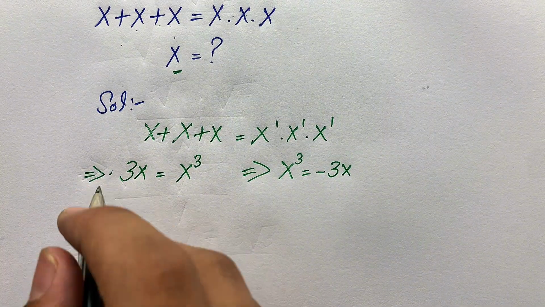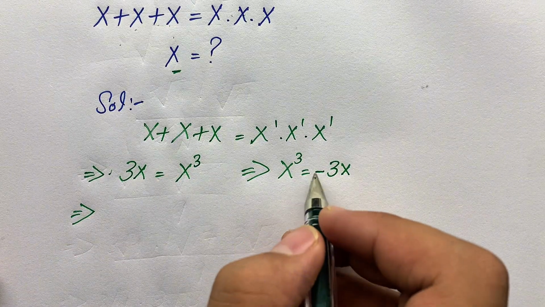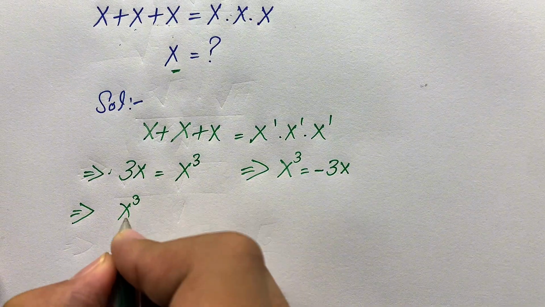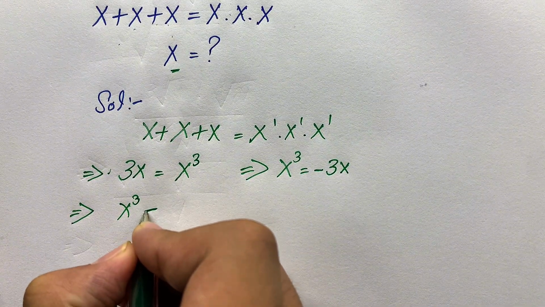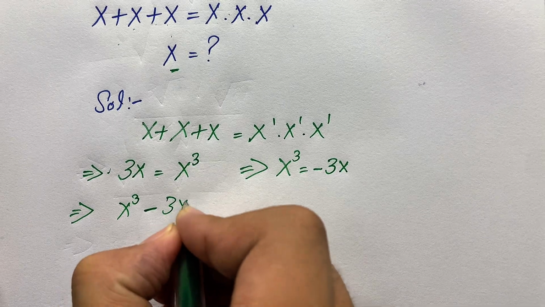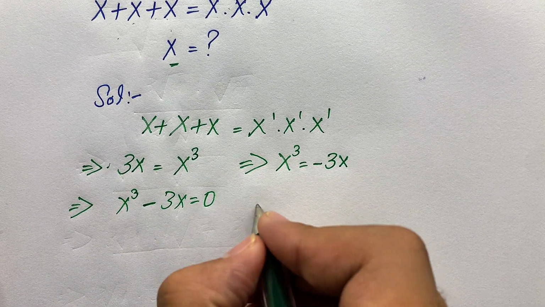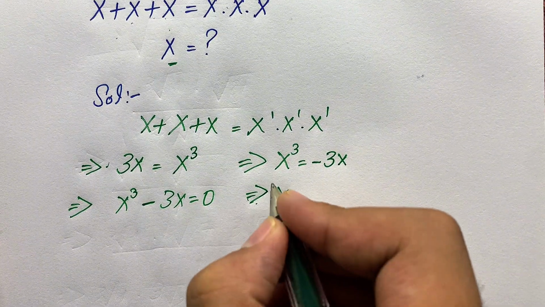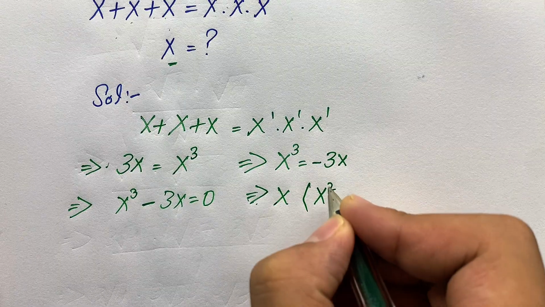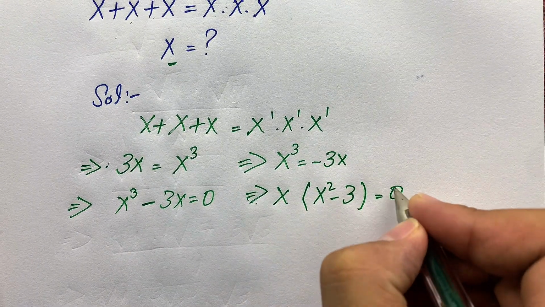So in the next step we are solving x to the power 3 is equal to minus 3x. Moving this to this side, x to the power 3 minus 3x is equal to 0. Now this will be x into x square minus 3 is equal to 0.